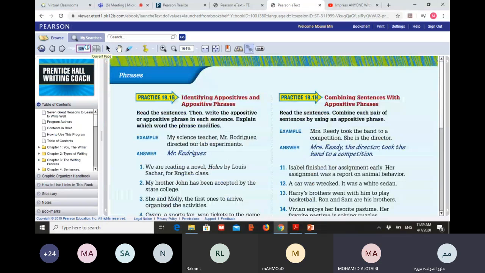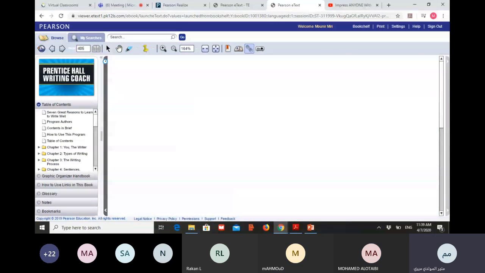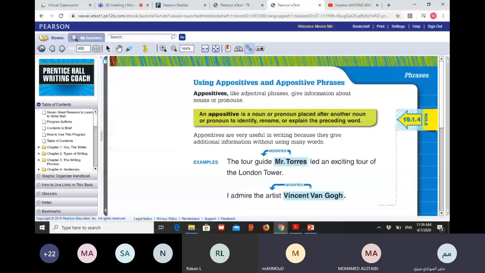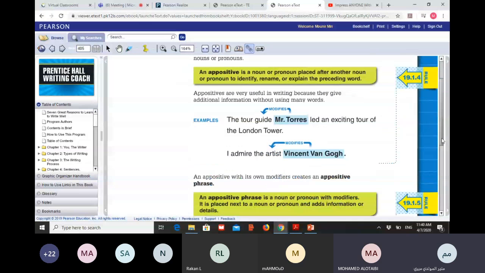So now you're going to see the difference between an appositive and an appositive phrase. What is an appositive phrase? Abd Majid Kalantan, can you please read what is written down here?